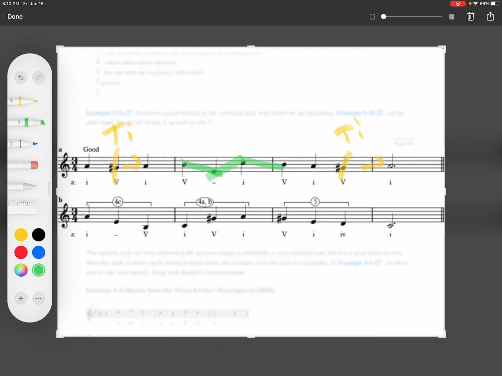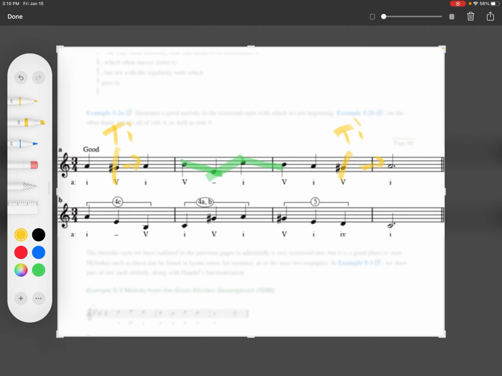Okay, so let's look at the next one, which is not such a good example. Oops, excuse me. There we go. Playing that a little too fast. Now this melody does not sound as good.